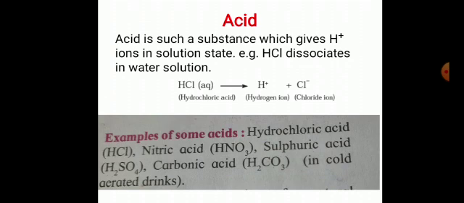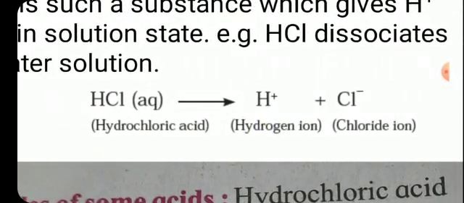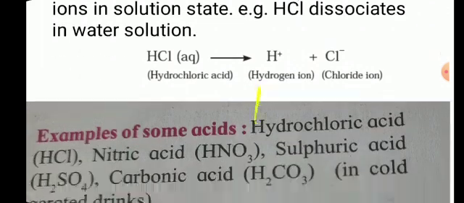Acid is a substance which gives H plus ions in solution state. HCl dissociates in water solution. When HCl is dissolved in water, it gives H plus hydrogen ion and Cl minus chloride ion. The substance which on dissolving in water gives H plus ions, such substances are called acids. Clear? HCl dissociates in water as H plus ion and Cl minus ion.